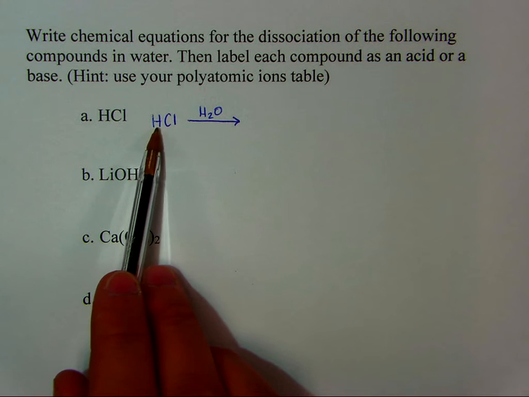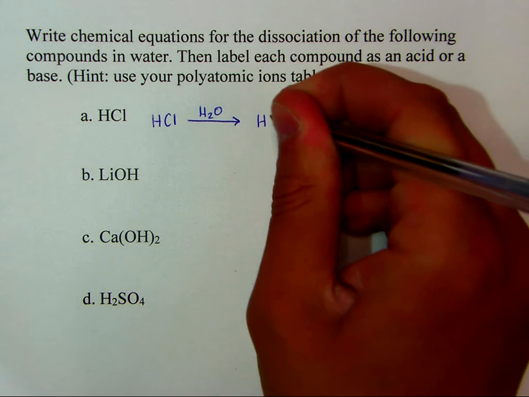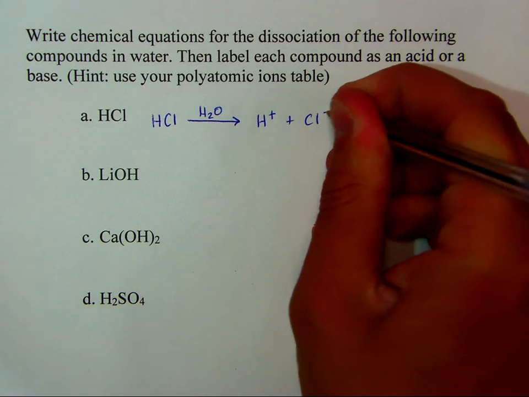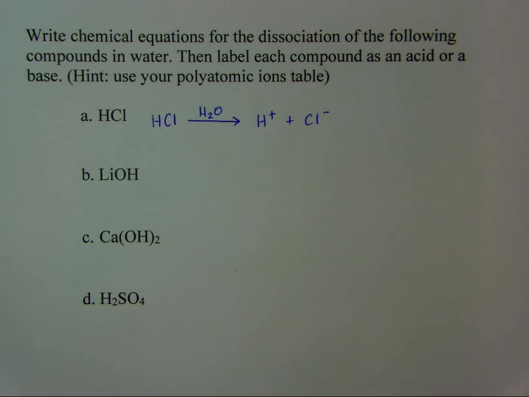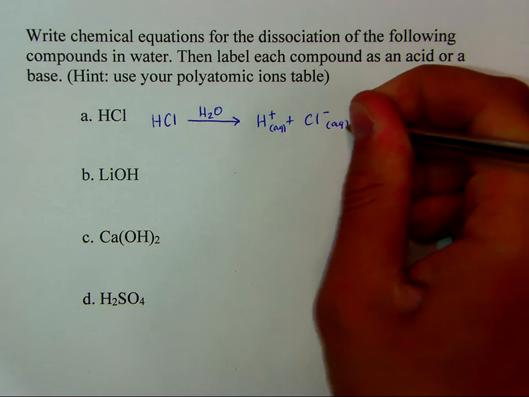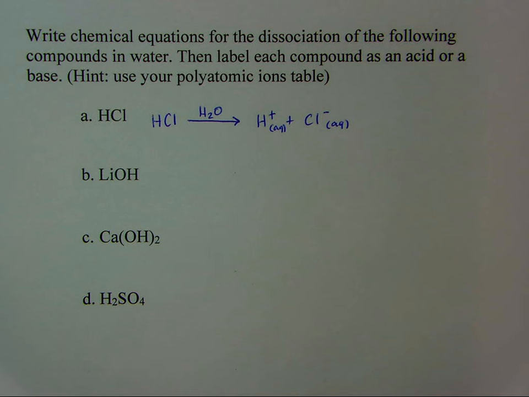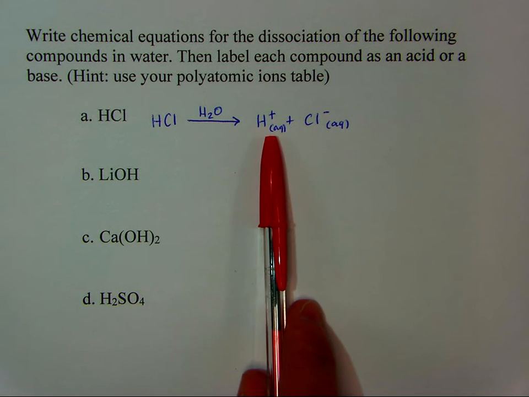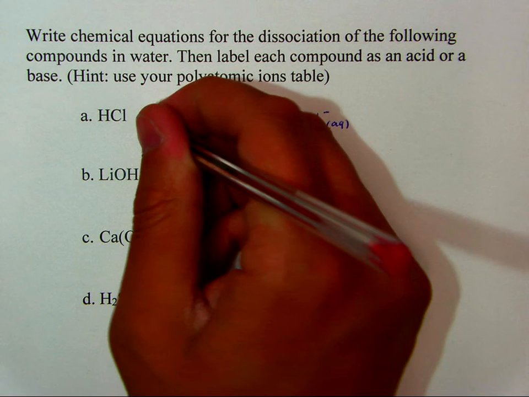Remember that we always have the cation, or the positive one, listed first, and so we're going to have H+, that's the ion that hydrogen will form, plus Cl-, which is the ion that chlorine will form, both of which are aqueous because they're dissolved in water. Second part, label each as an acid or base. In this case, we can see that HCl dissolves in water to produce H+. That means that HCl is an acid.